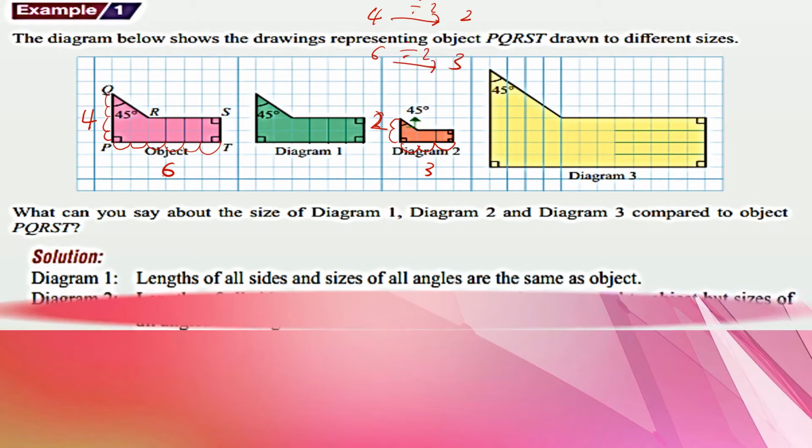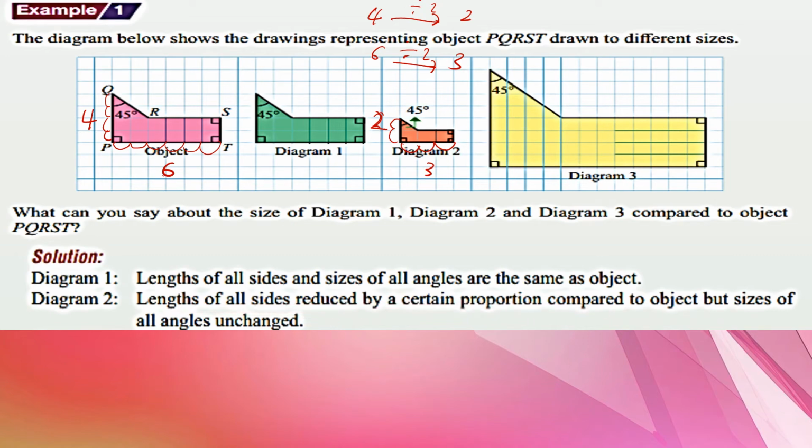So let's look at the explanation. The length of all sides for diagram 2 is reduced by a certain proportion compared to the object, but the size of all angles is unchanged. Okay, so the angle is still the same, but the size is reduced by a certain proportion. For diagram 3, we look at the PQ. In the object, there are 4 boxes in PQ, while in diagram 3, the PQ has 1, 2, 3, 4, 5, 6, 7, 8 boxes. So from 4 in the object it becomes 8 in diagram 3.